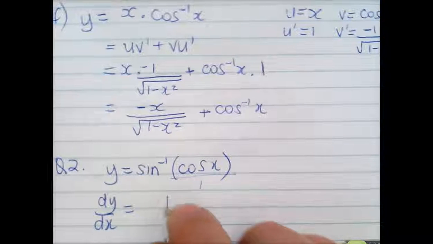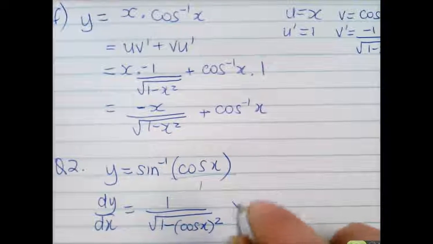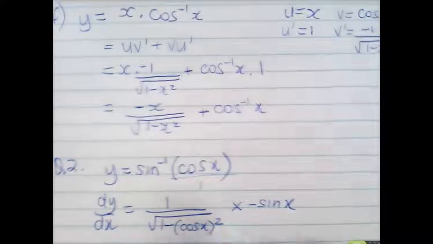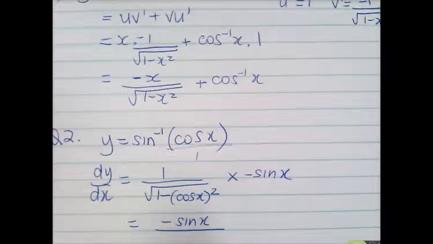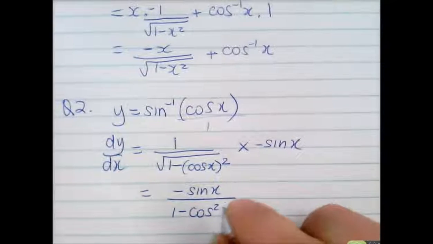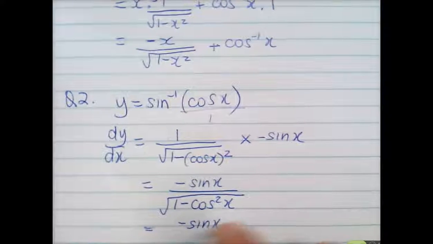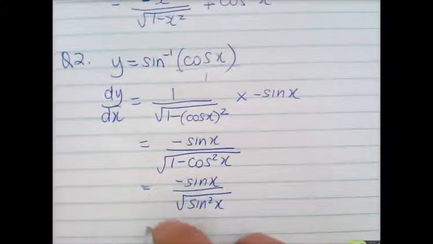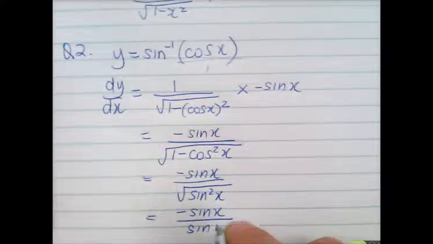So we get 1 over the square root of 1 minus cos x squared times the derivative of cos x, which is negative sine x. So how do I write 1 minus cos squared x? You write that as sine squared x. So it's negative sine x over the square root of sine squared x, which is negative sine x over sine x. Nice question.